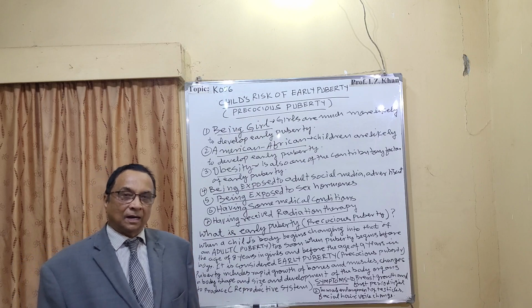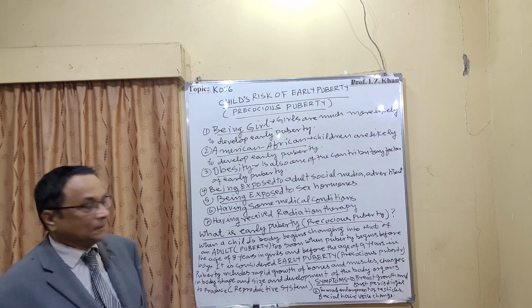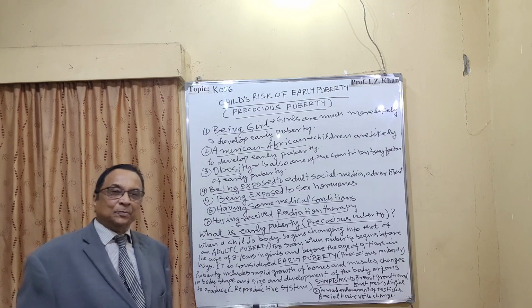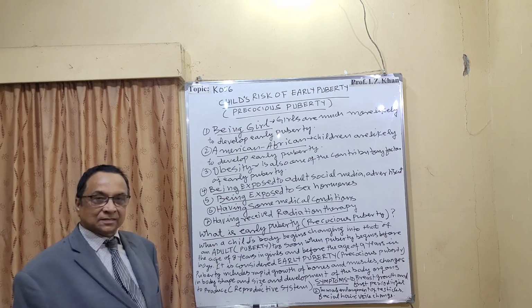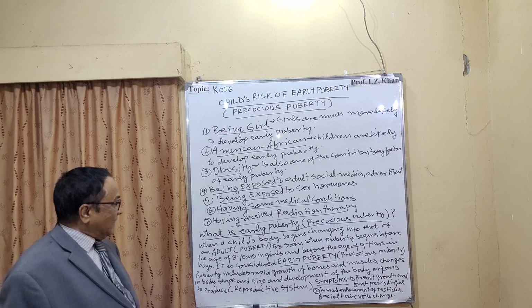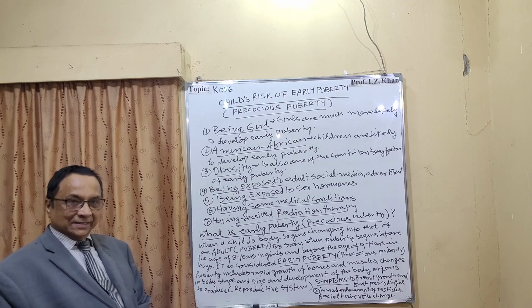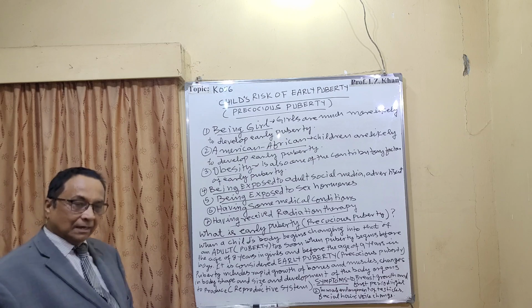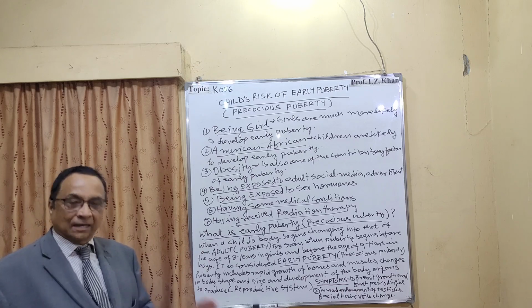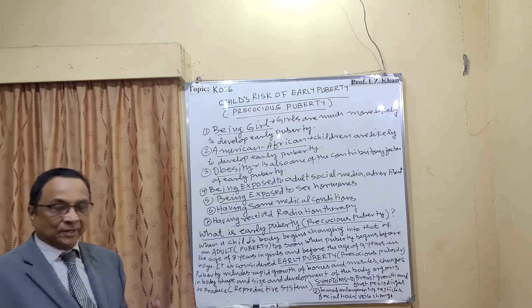lead to early puberty. Now, what is early puberty? What is puberty? That I have given here, that is called precocious puberty. When a child's body begins changing into that of an adult, this condition is called puberty.